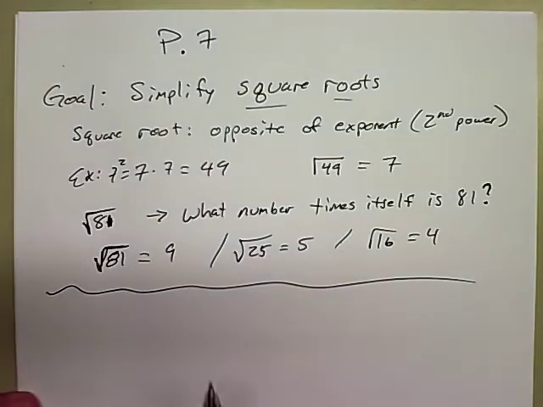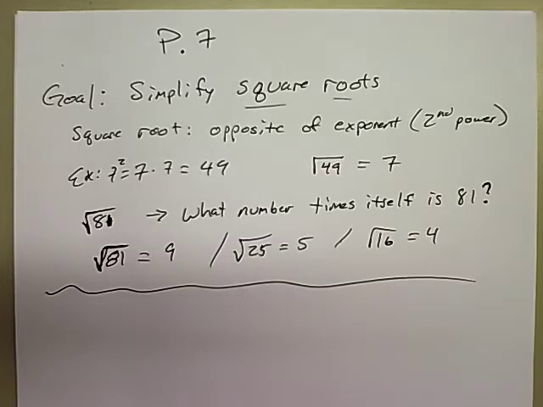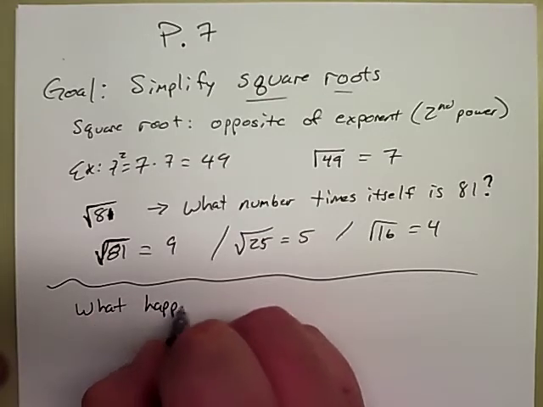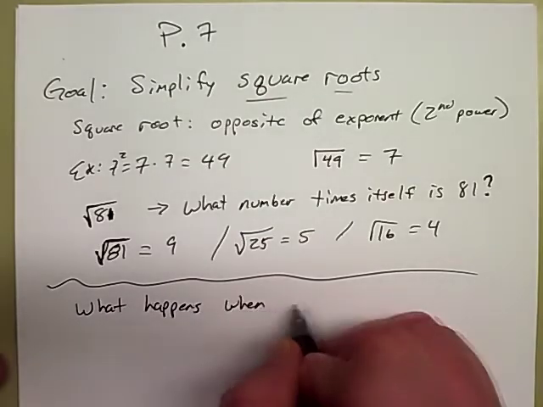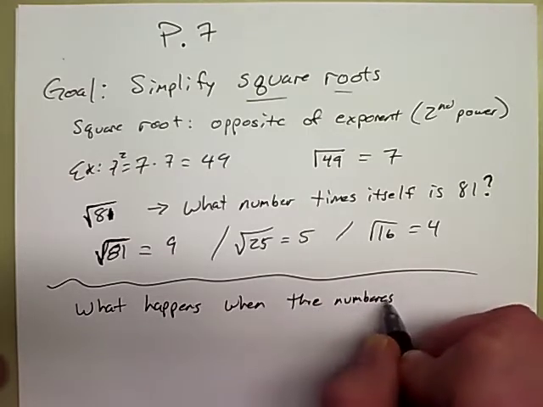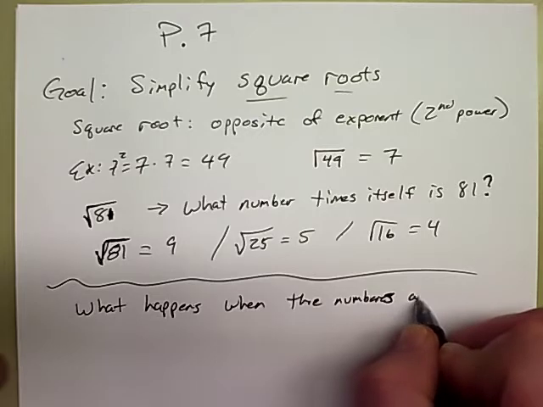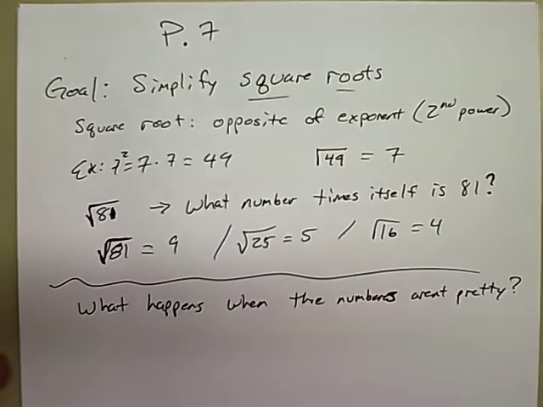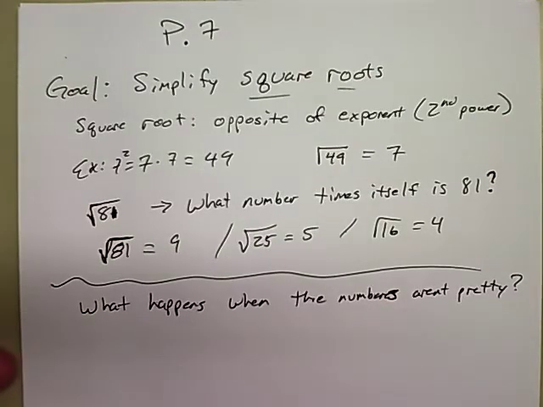Okay, well, that's nice and all. If I had the square root of 25 every time, I know it'd be 5. That's great. But now the question is, what happens when the numbers aren't pretty? The square root of 25 we know is 5. The square root of 81 is 9. The square root of 9 is 3. So we know all the little ones. We should be good with those.